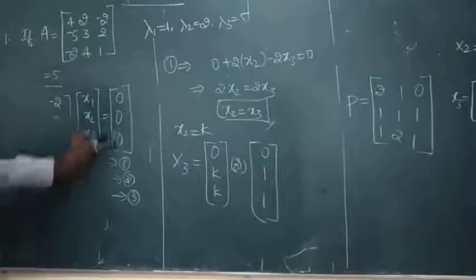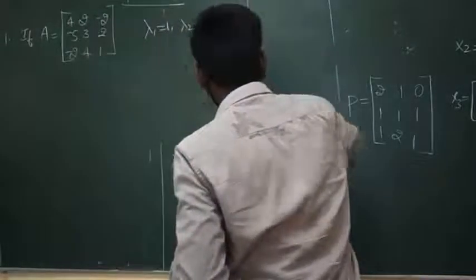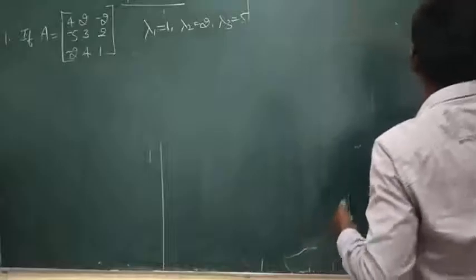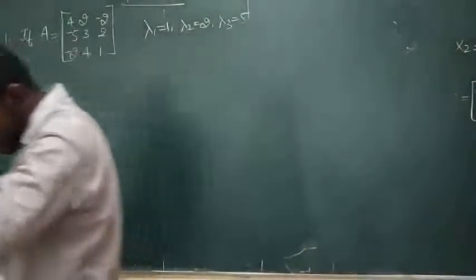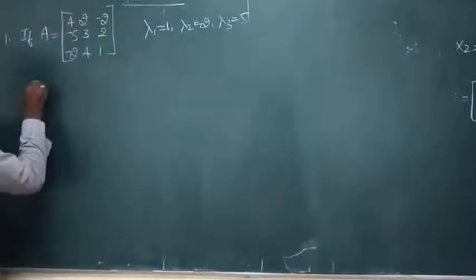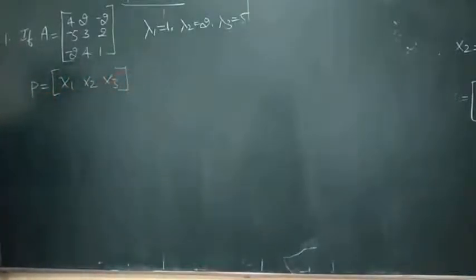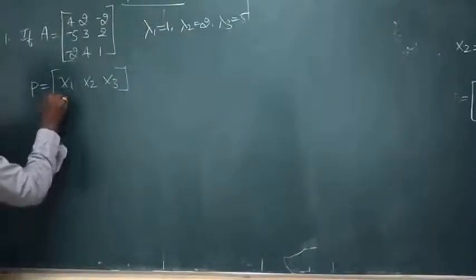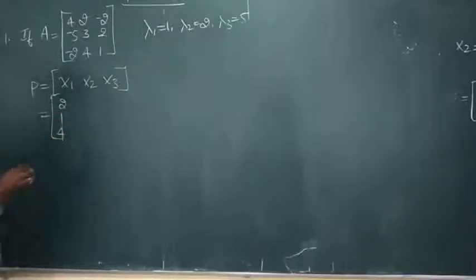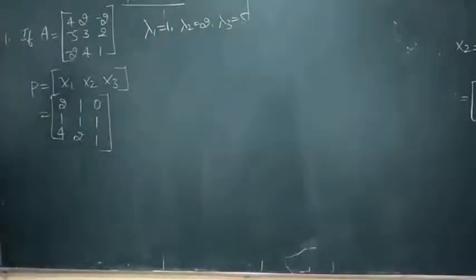we have the formula. If the matrix can be diagonalized, if the number of eigenvectors is the same as the order of the square matrix, and let P be the matrix containing eigenvectors x1, x2, x3, which is nothing but 2, 1, 4, 1, 1, 2, 0, 1, 1. This is the matrix containing all eigenvectors.